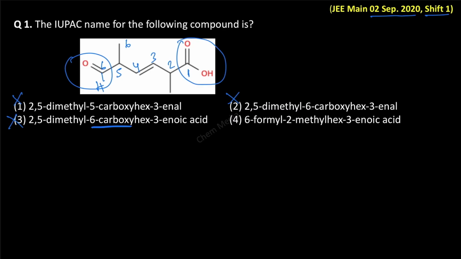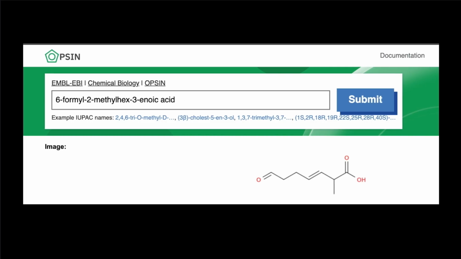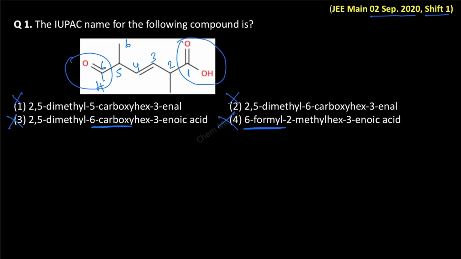Let's come to option 4. In option 4 it is written as 6-formyl. Once again the same issue. If we write 6-formyl, then we would be extending the chain. So let us look at that structure. If we write 6-formyl, then we would be extending the chain: 1, 2, 3, 4, 5, 6. At the 6th position we have an aldehyde in this structure if we write it this way. So therefore this name is also wrong because this is not the structure given for us, isn't it? So this name is also wrong.